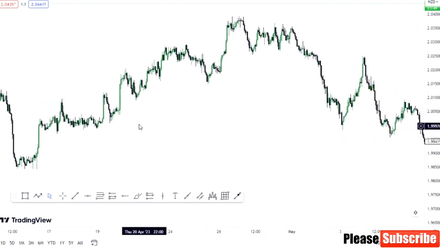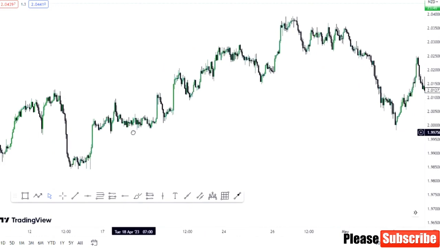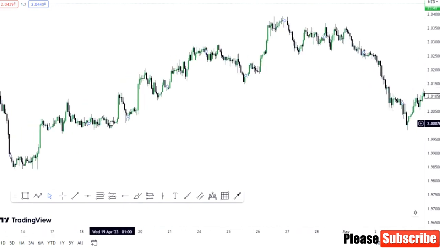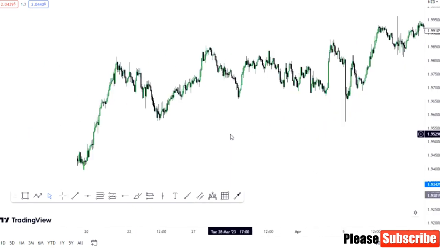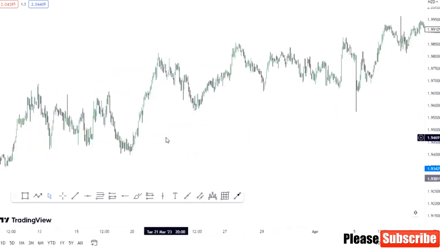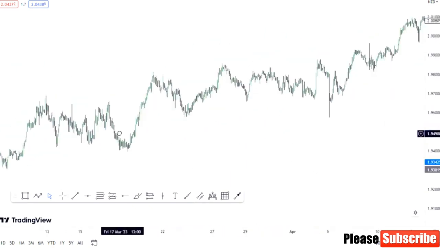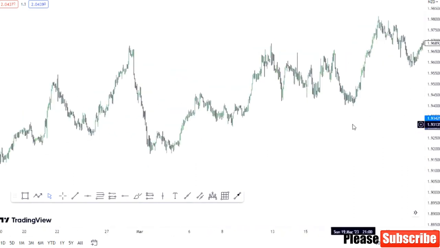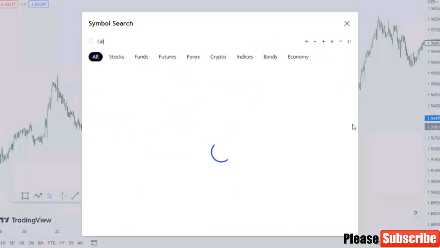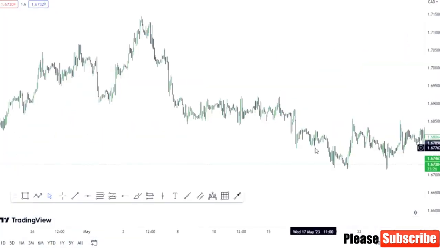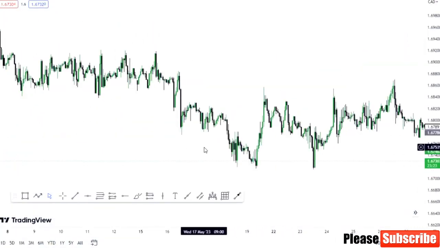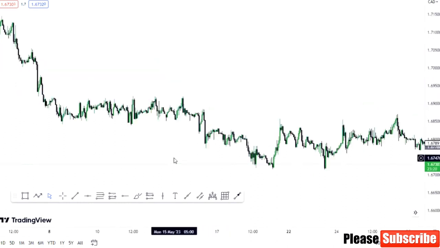I'll look for something that has happened. I don't think this pair is a very good pair for me to actually give an example with. Let's pick another random pair. Let's go GBP CAD. All right, so GBP CAD, I think I've gotten something here.